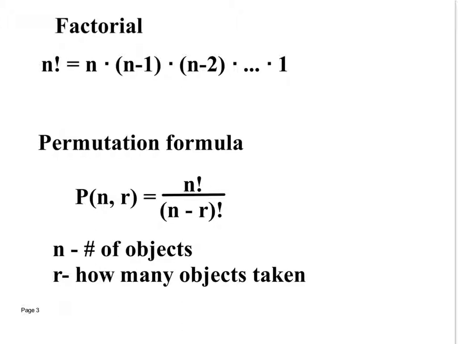Now, you'll have problems where they don't use all the numbers. They'll say you've got 5 cities to pick from, the order matters, but you only go to 3 of those cities. If that happens, then you use what's called the permutation formula. P, and it's n, r, right? N is your number of objects. How many do we have to pick from, the 5 cities? R is how many objects are taken. So let's say we pick 3 of those cities. So what we do is n factorial, the number of objects, over n minus r factorial. So it would be 5 factorial over 2 factorial, because 5 minus 3 would be 2. And that's how we come up with how many options are available.